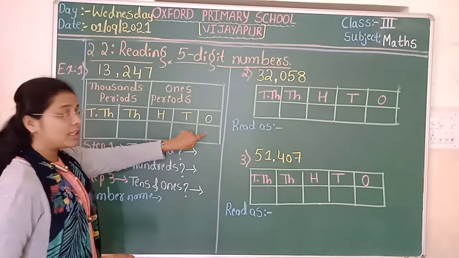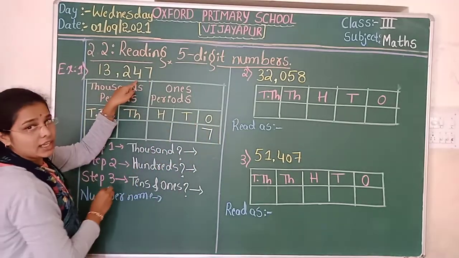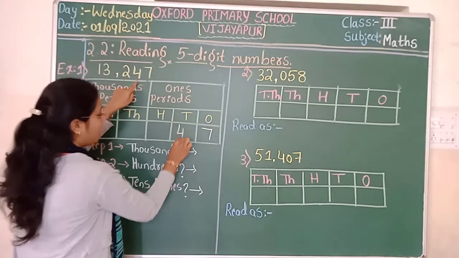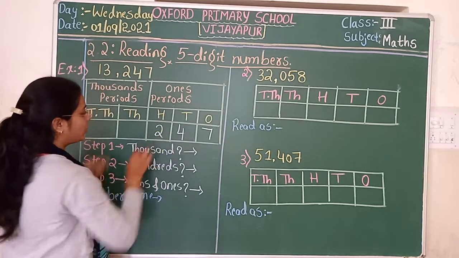Okay? What are we having in the ones place? Digit 7 we are having. What are we having in the tens? Digit 4 we are having. And in the hundreds place we are having 2.